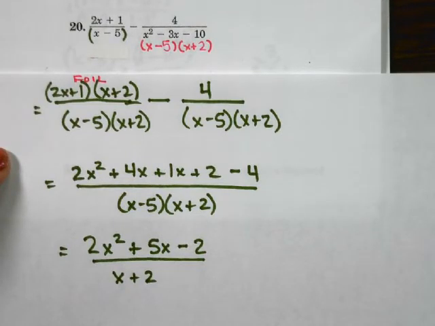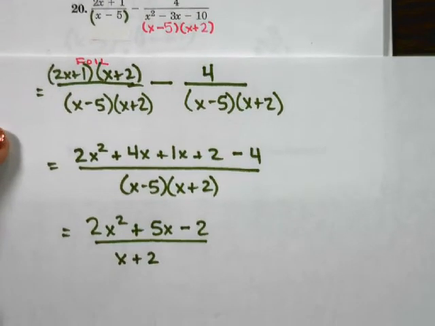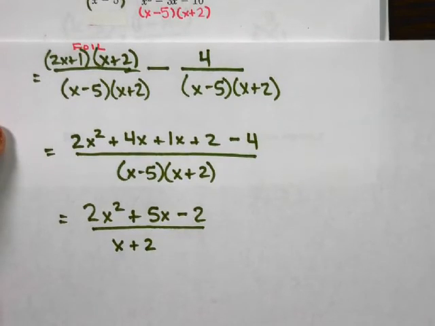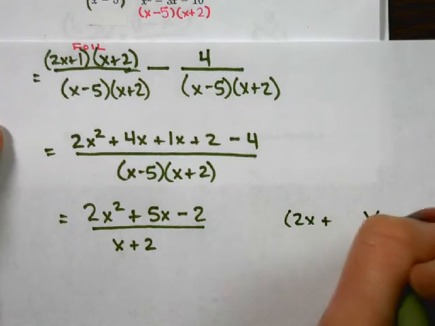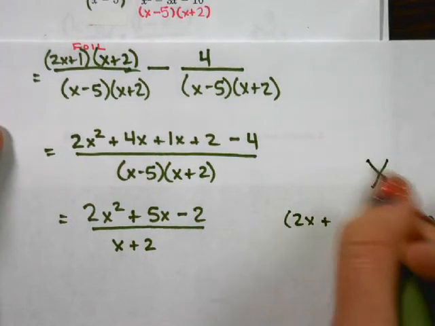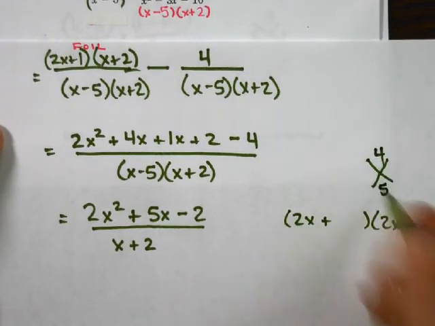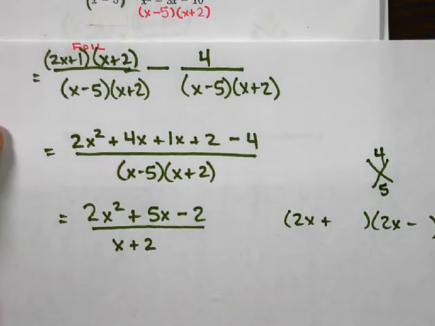We might be done, but let's check our numerator first. Does our numerator factor? It'd be a plus and a minus. Are there two numbers that multiply to 4 that subtract to give you 5? Multiply to 4, subtract to give you 5. That would add though, right? Yeah. So does it factor? No.